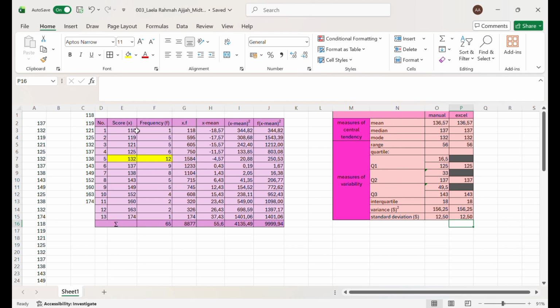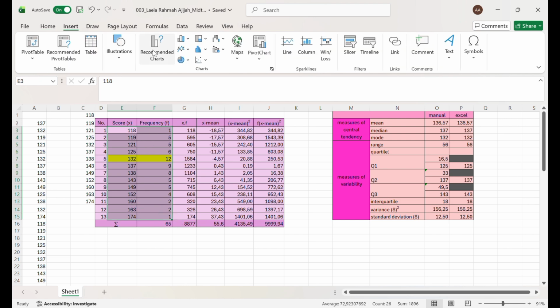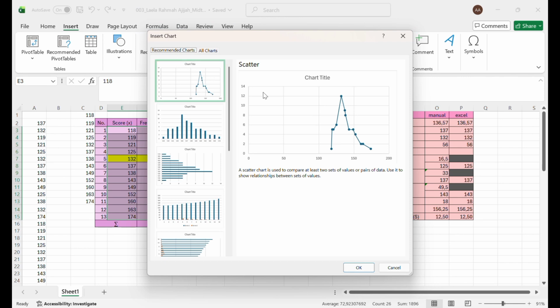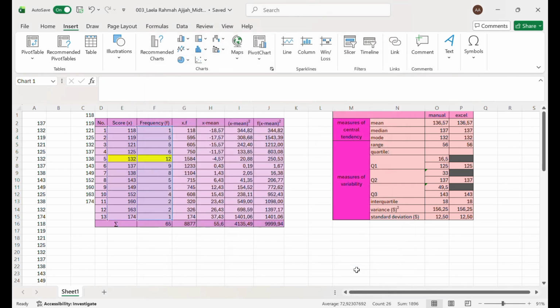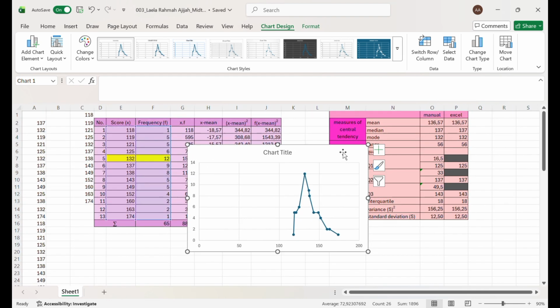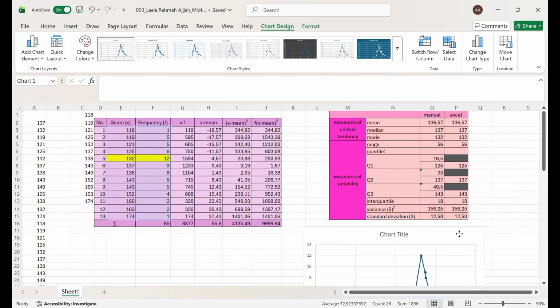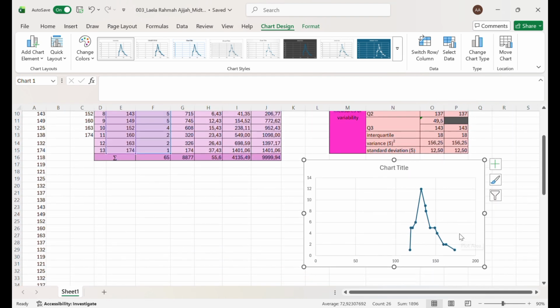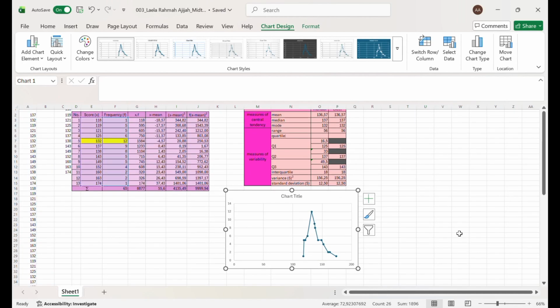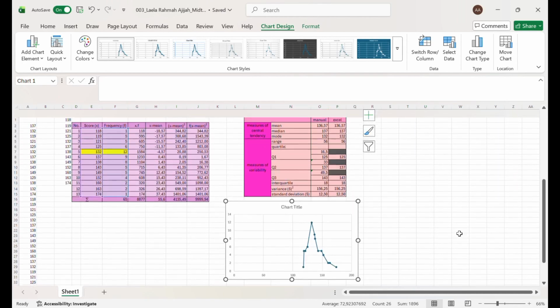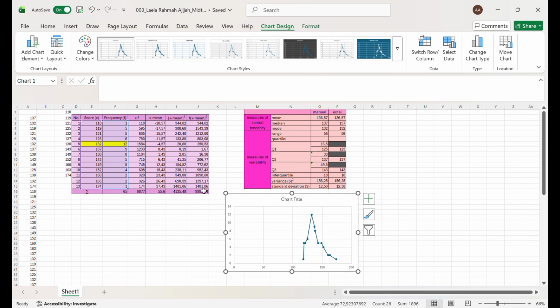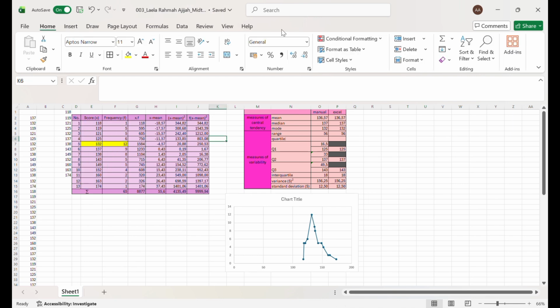So now we move to find the polygon. You can block score and also frequency in the table, then insert recommended chart, and voila. This is the polygon. You only need to insert it into our work like this. Alright, so now we have finished our data analysis for finding the measures of central tendency and variability. Maybe that's all from me.